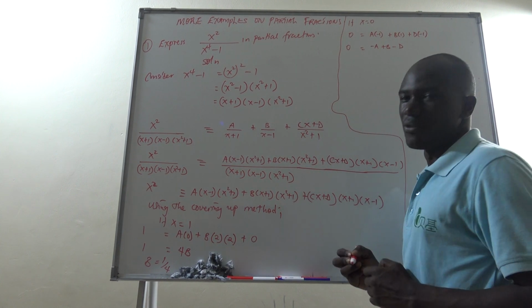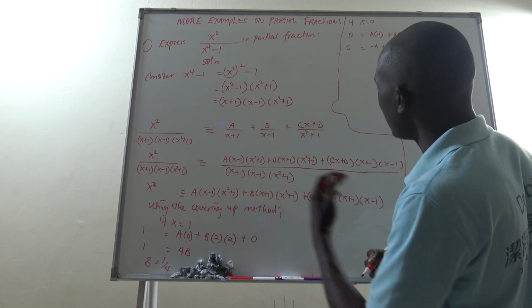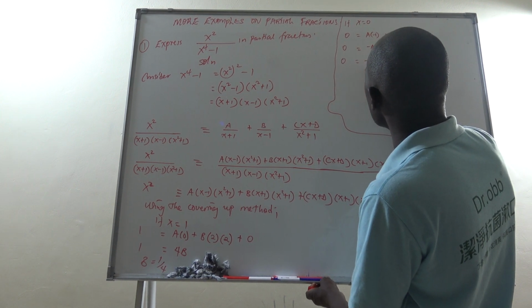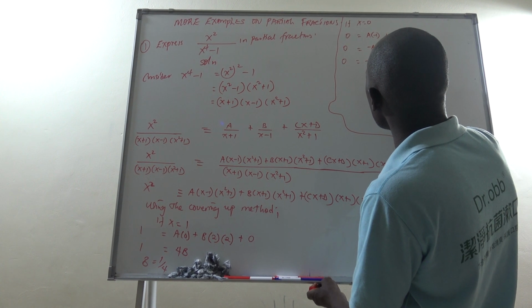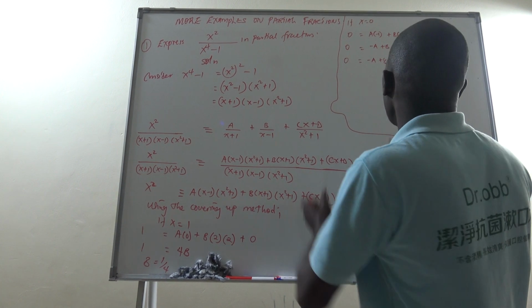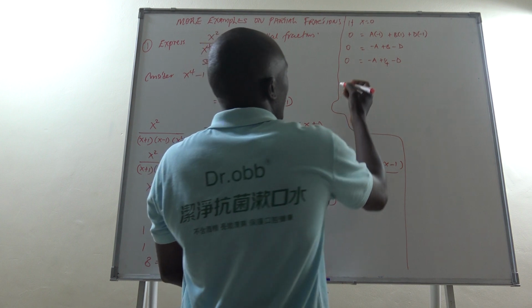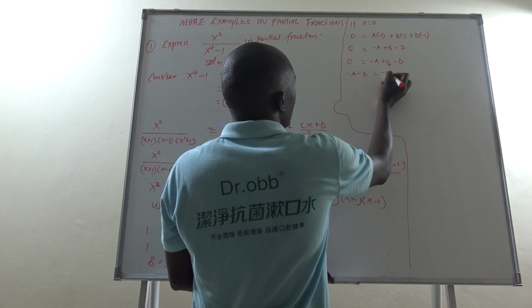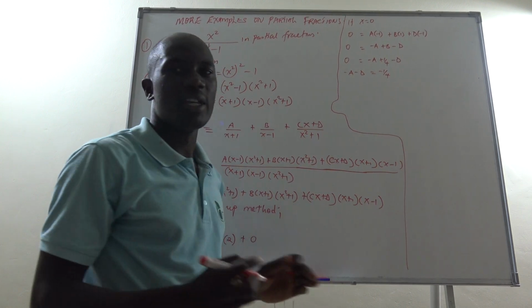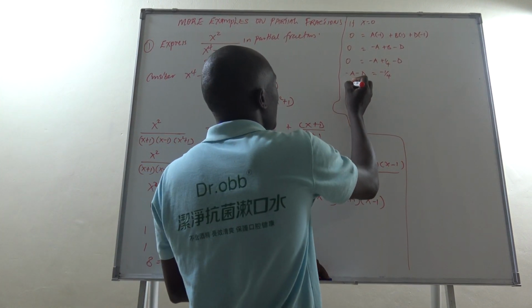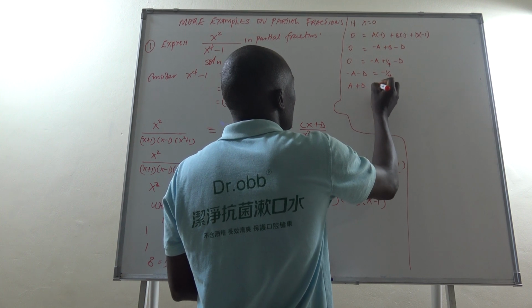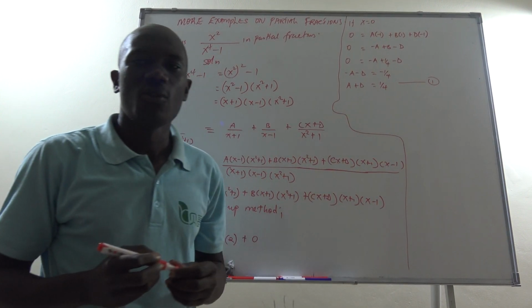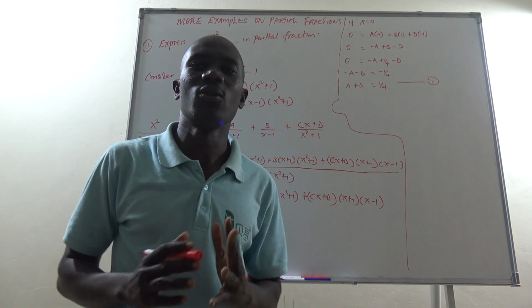But do we know our value of b? We know b as a quarter. So we substitute it: 0 equals negative a plus a quarter minus d. Now I bring this one over, and I remain with negative a minus d equals negative a quarter. Dividing this by negative 1, we have a plus d equals a quarter. We say this is the first equation. From there, we are going to generate several equations.